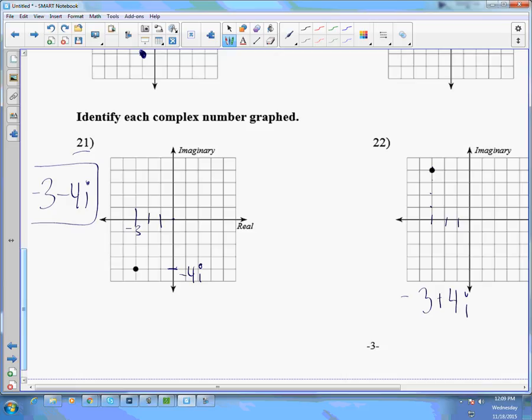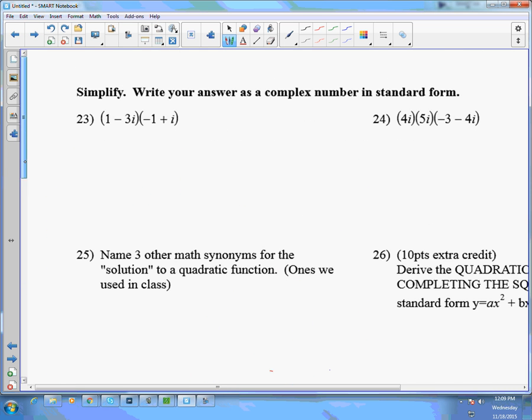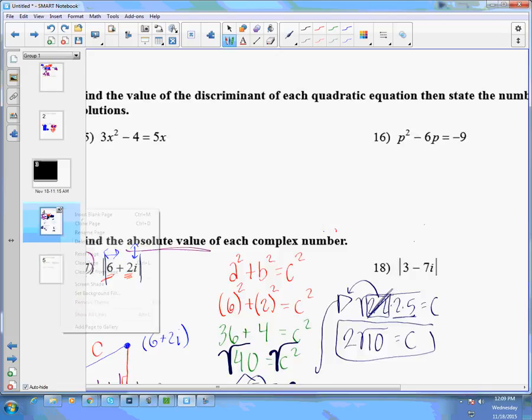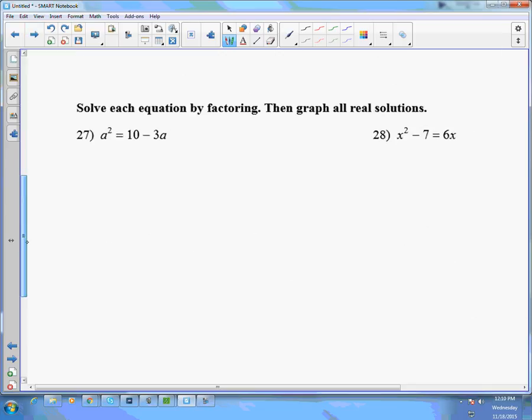Okay, now we're going to do our quadratic formula, factoring, and square roots. So we need to do factoring and square. We're going to start with factoring. It's on the very end. Okay, factoring. Number 27, number 28.